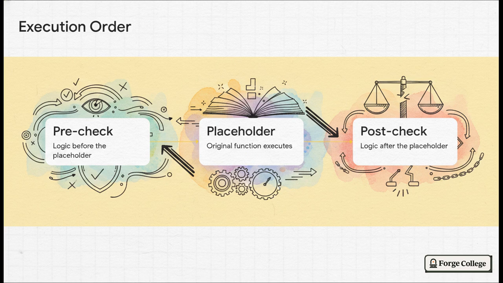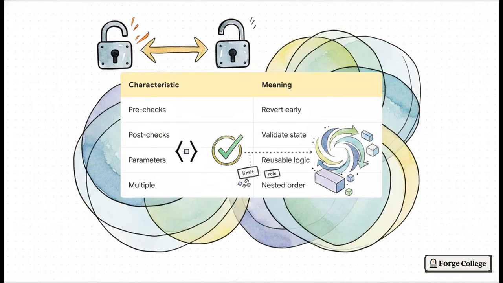This code runs after your function finishes executing, which is amazing because it lets you validate that a state change happened correctly or even revert the entire transaction if the final outcome isn't what you expected. So let's just quickly summarize those core properties.